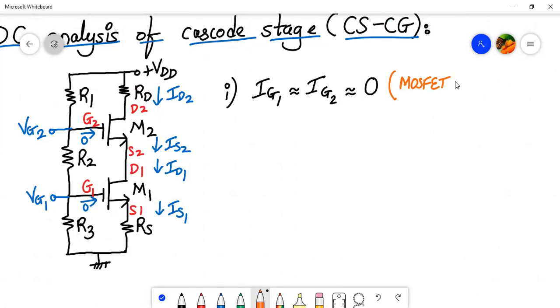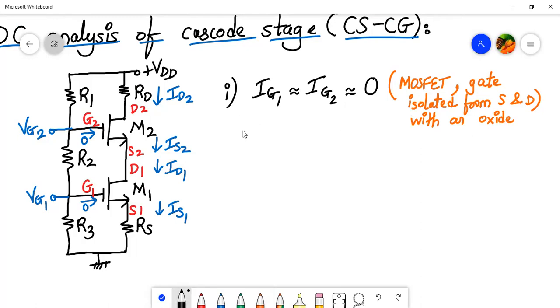In a MOSFET, we have the gate isolated from the source and drain with an oxide layer. Since we have an oxide layer, this is a metal oxide semiconductor. The oxide layer is isolating the gate from the source and drain. That's why the gate current is 0, right? That's the formal reason for it.